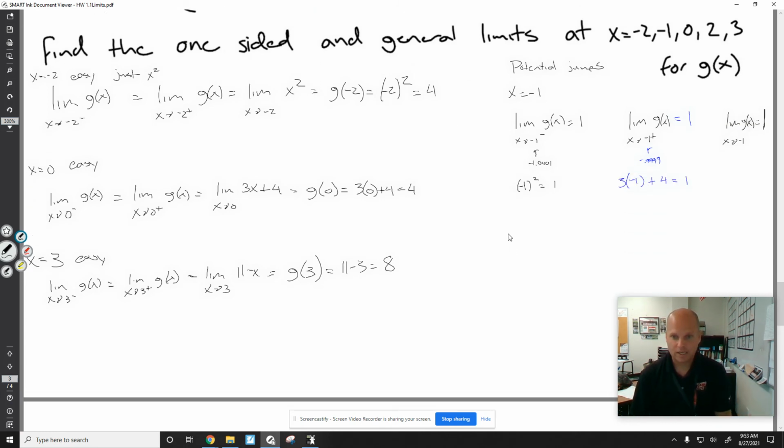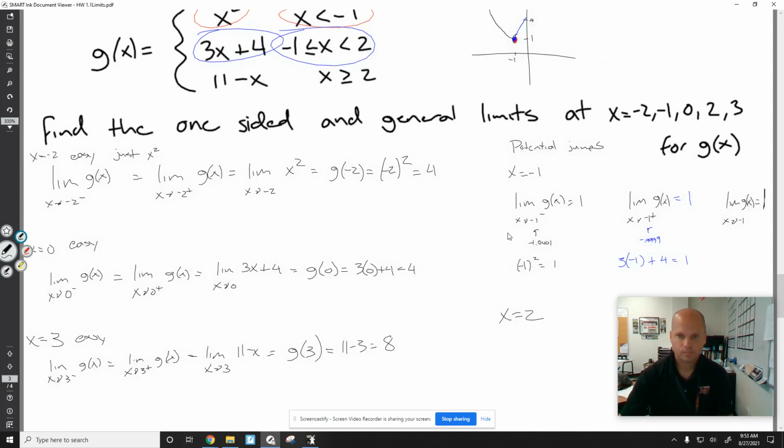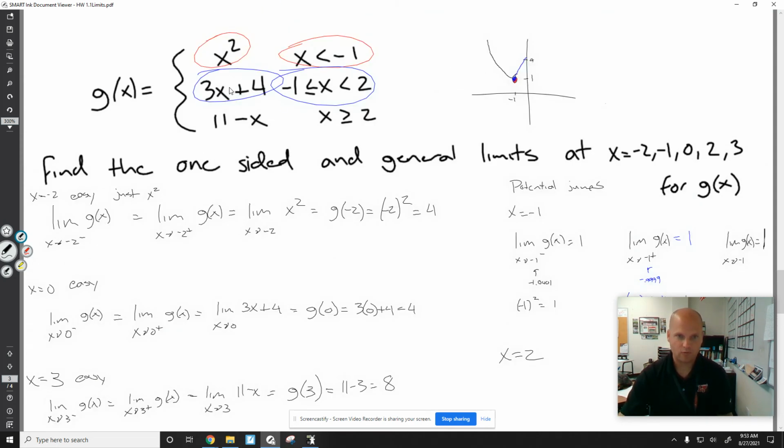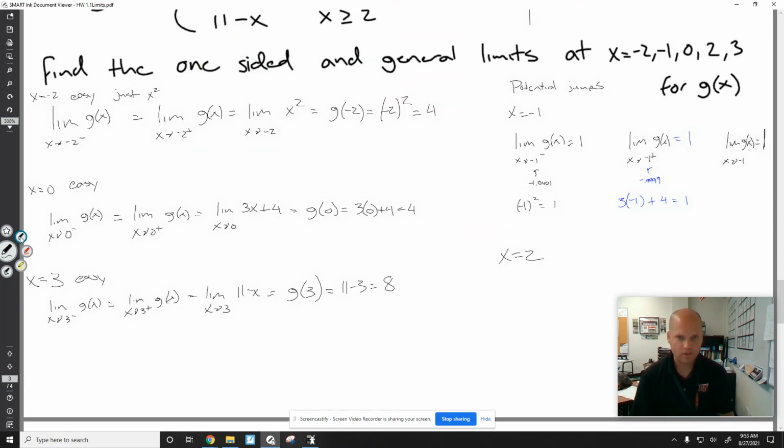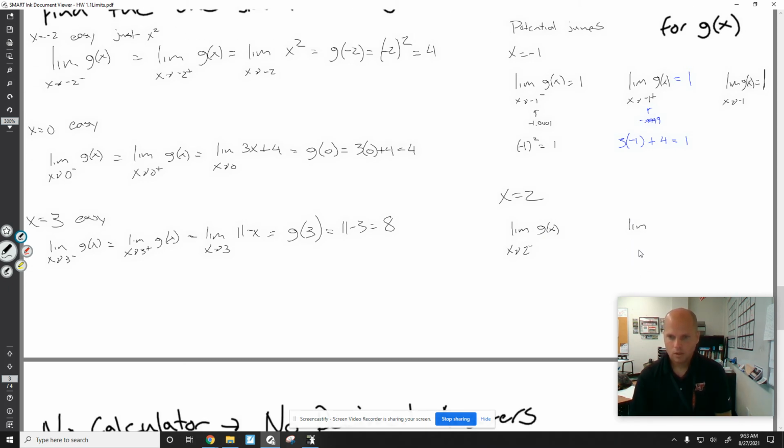Let's look at the other potential jump, which is at 2. Because at 2, I go from this piece and I switch over to that piece. So we'd have to evaluate, and I'm kind of just walking you through step by step what you have to do. You can get these answers a lot quicker if you understand what's going on. The limit as x approaches 2 from the left, the limit as x approaches 2 from the right, and then we'll get 2 in general.